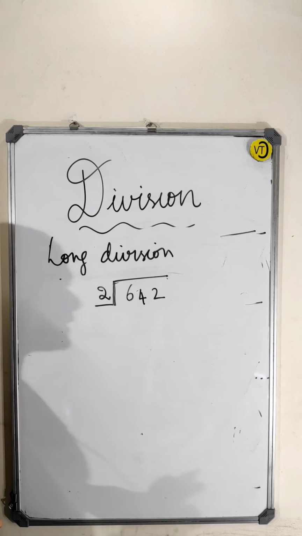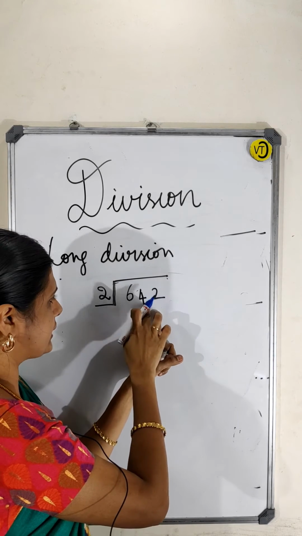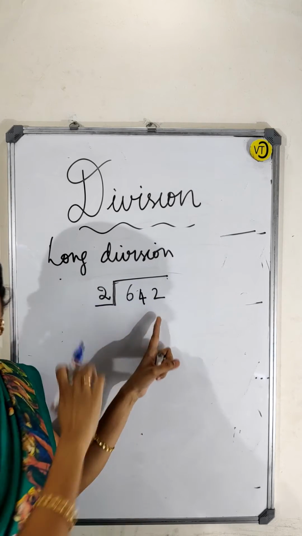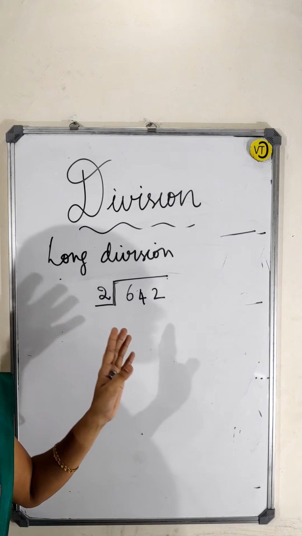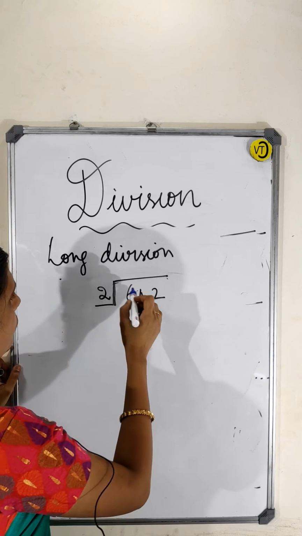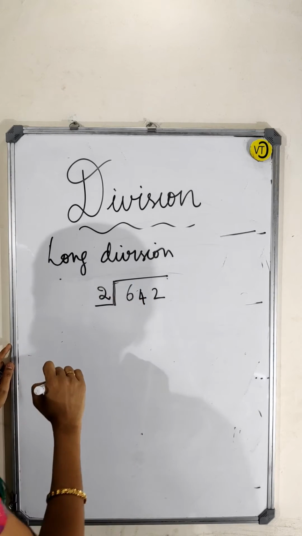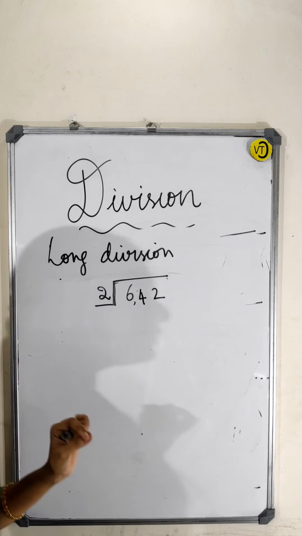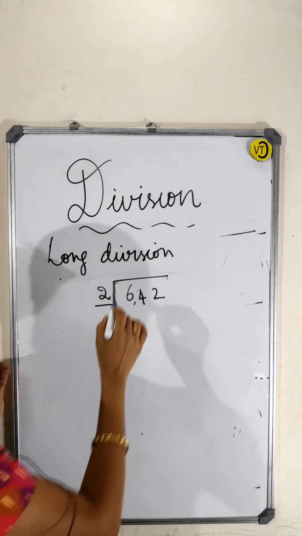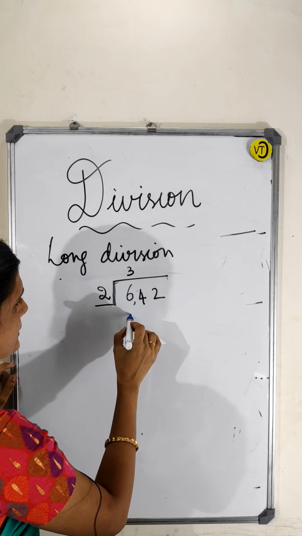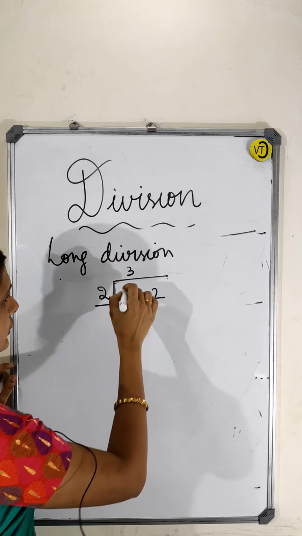Always start with the hundreds place. So ones, tens, hundreds, you have to start with the hundreds. Divide 6 hundreds by 2. Okay, the 2 table. That is 3 as a quotient. 3 into 2 is equal to 6. You have to write it on top of this number.